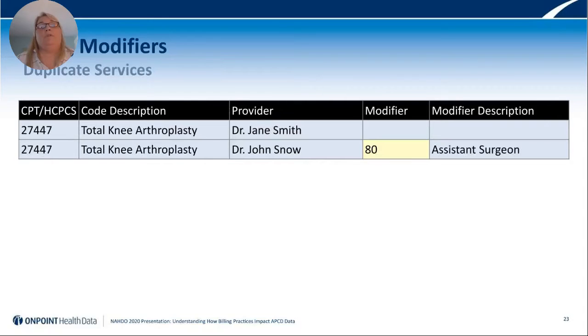Another example, you also may see 2 surgeries happened on the same day, 2 different providers. Again, look at your modifiers. In this case, is a modifier 80, designating that Dr. John Snow was the assistant to the surgery.